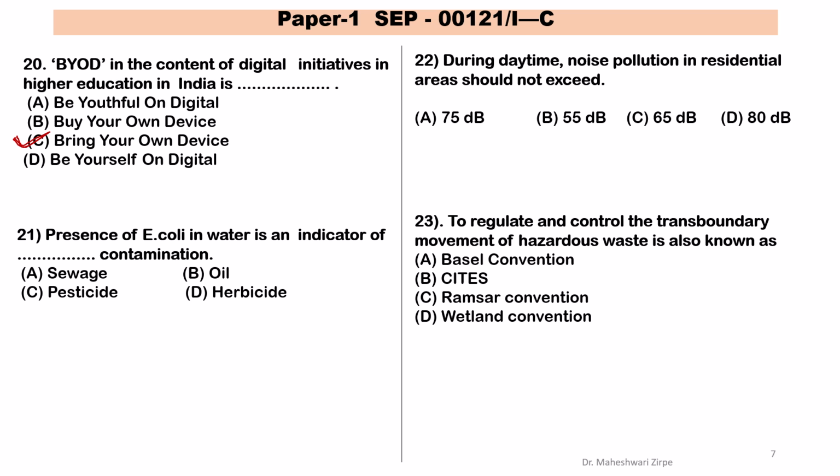Now next one, presence of E. coli in water is an indicator of dash contamination. So here E. coli is nothing but bacteria. Okay, bacteria, and these are mostly found in the intestine. Okay, these are the bacteria. They are commonly found in the lower intestine, and are also known as gram negative. Okay, those who are biology students must be knowing this.